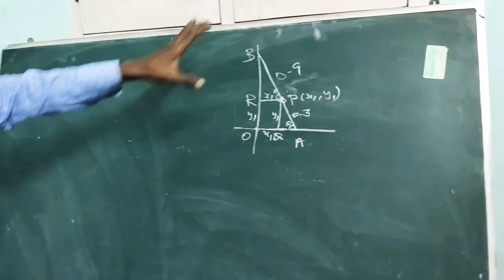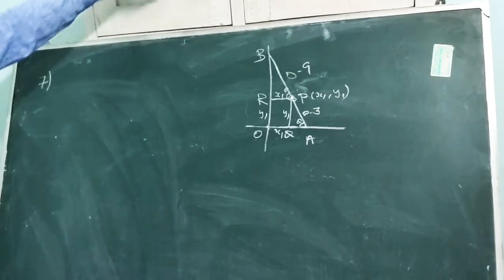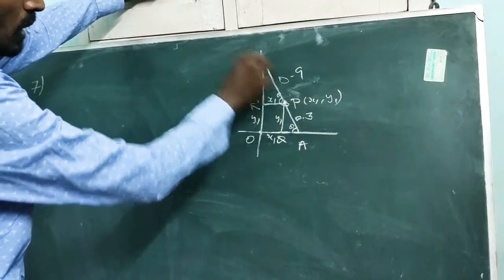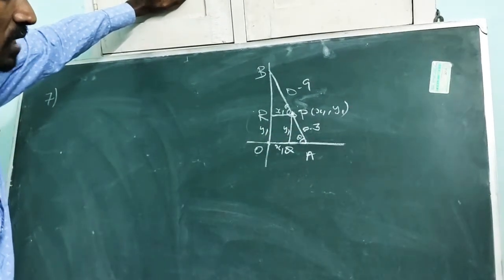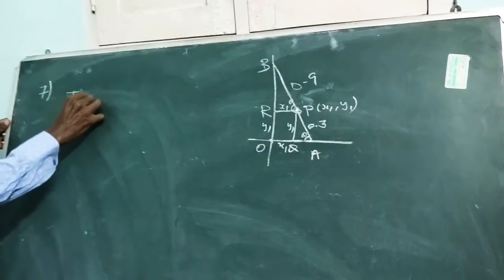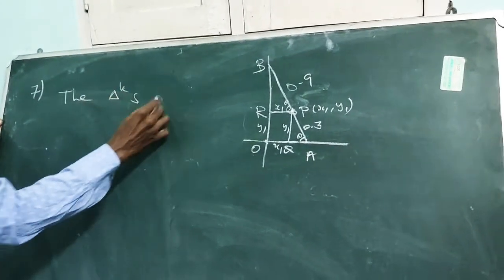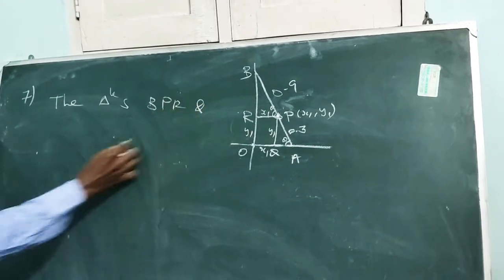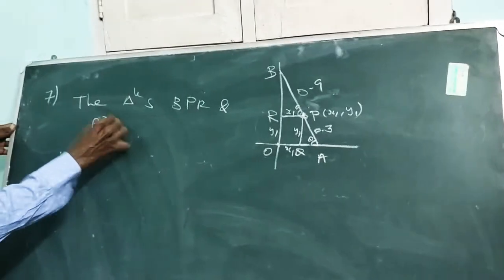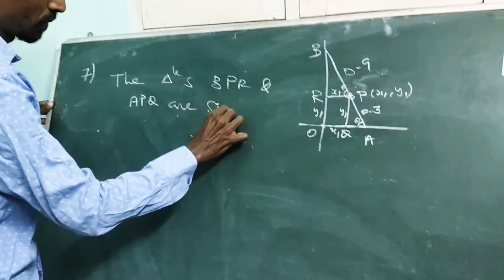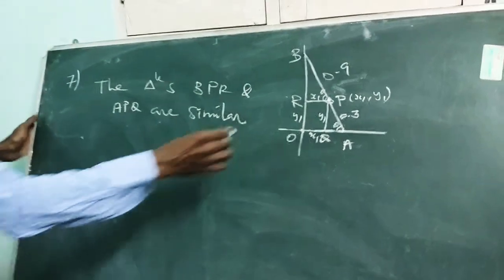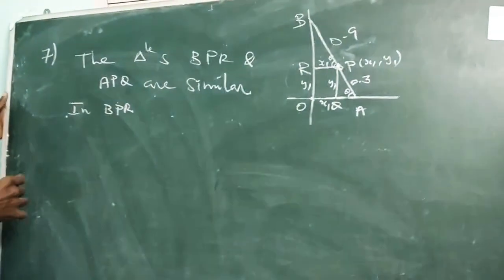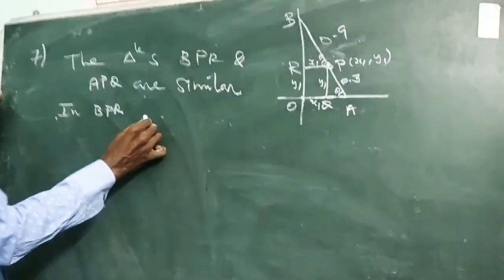Now there are two triangles, BPR and APQ. Both the triangles are similar triangles. Similar means the ratios are equal. So look at the first triangle. In triangle BPR, find out cos theta.